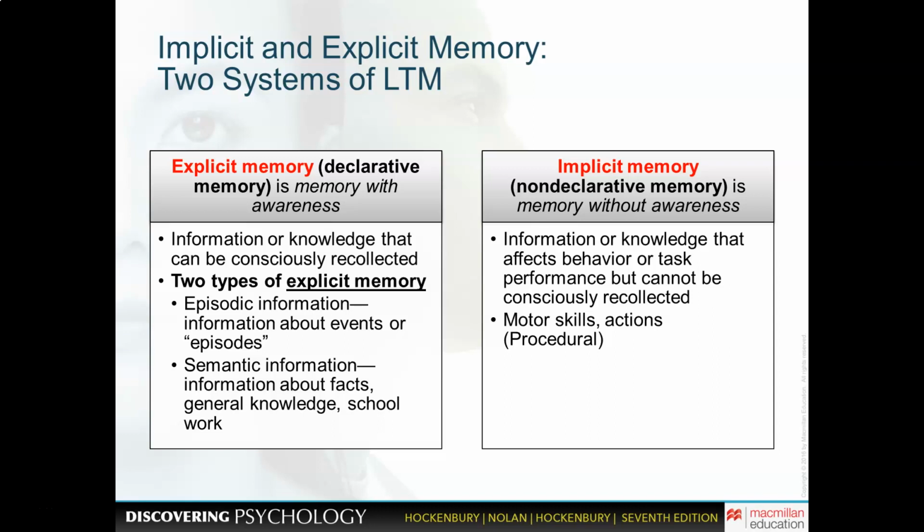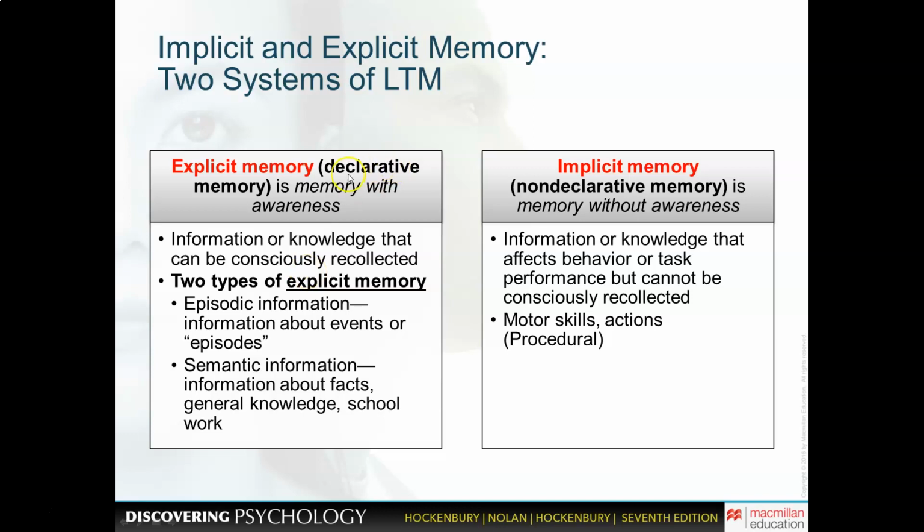So the two systems of long-term memory. Some of this is going to be a little bit of review, and some of this will be hooking new information to information that you previously learned. So first of all, explicit memory, also known as declarative memory, is memory with awareness. So what does that mean? Basically, it's the information or knowledge that we can consciously recall or recollect.